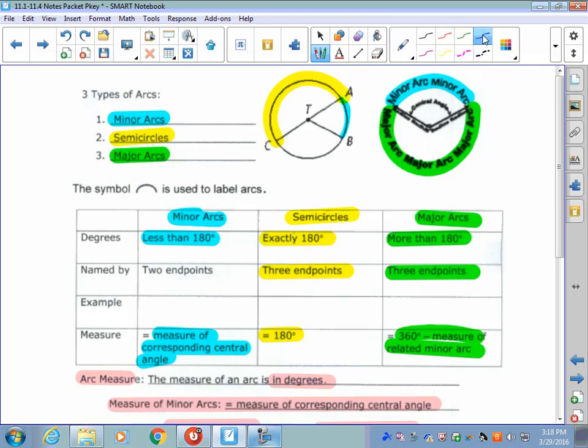So an example would go from the curve A to B, and then I would put the arc symbol above it to show that. Minor has only 2 endpoints, meaning only 2 letters. That's only one example. Does anyone see another minor arc? A curve that would be less than 180. Yeah, so AB, or you could say BC. That's your example of a minor arc.